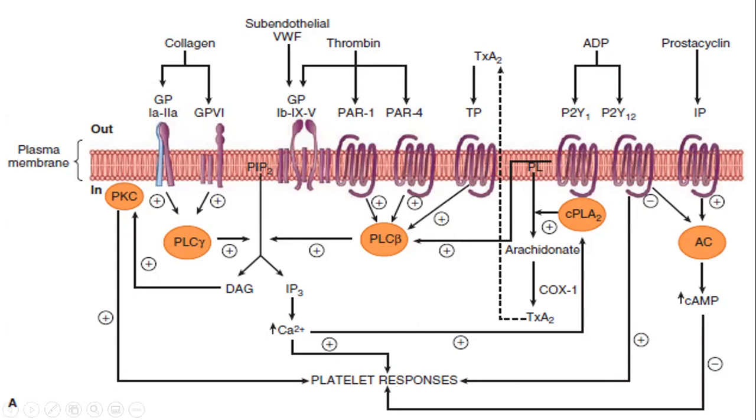Prostacyclin, on the other hand, is a negative regulator of your platelet aggregation. So it inhibits platelet aggregation. That is secondary to increasing the levels of your adenylyl cyclase. Adenylyl cyclase would increase the level of your cyclic AMP, and as you can see here, it negatively affects your platelet responses. Your ADP as well can also inhibit your adenylyl cyclase, producing also your platelet aggregation.